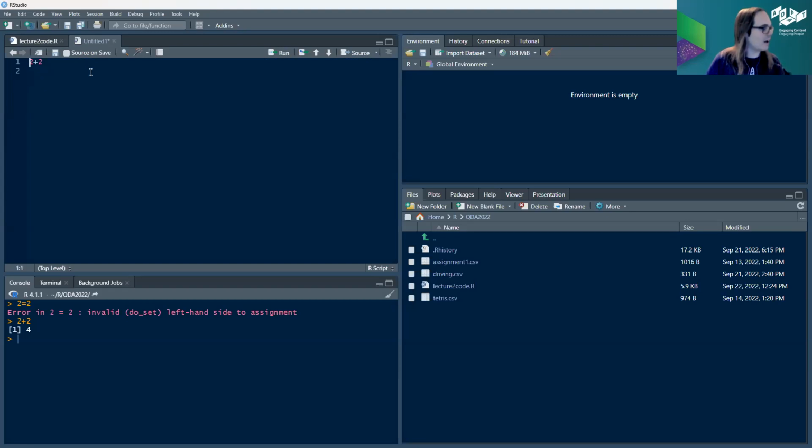So maybe before I write 2 + 2, I want a comment that says, this is where I check what 2 + 2 is. So that's just a comment. I can't make R run that. That's just a note to myself.